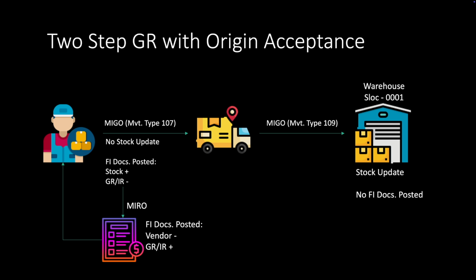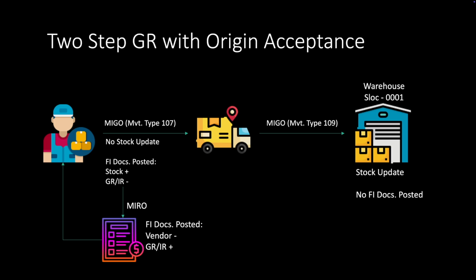So your requirement is that you first post a movement type where the FI documents will get posted, but stock updation will not happen because the material has not yet reached your warehouse, but you have inspected and accepted the material and you have to process the payment to the vendor. In the next movement type, you have to update the stock of your material once it reaches your warehouse. You have to update the stock against the storage location.